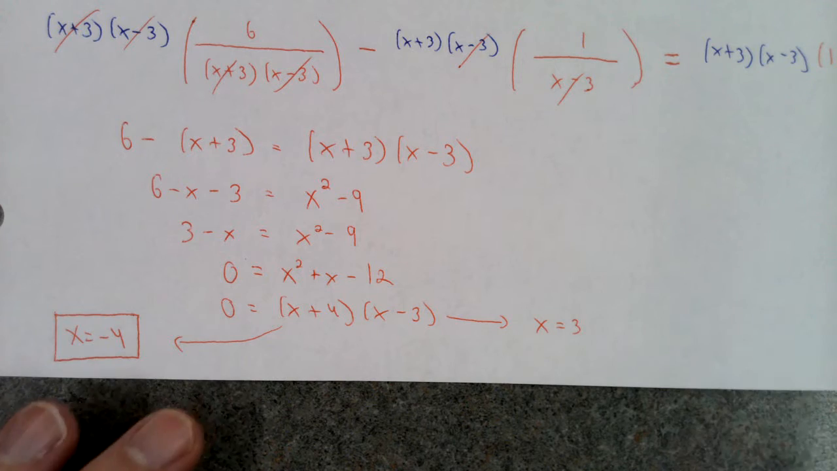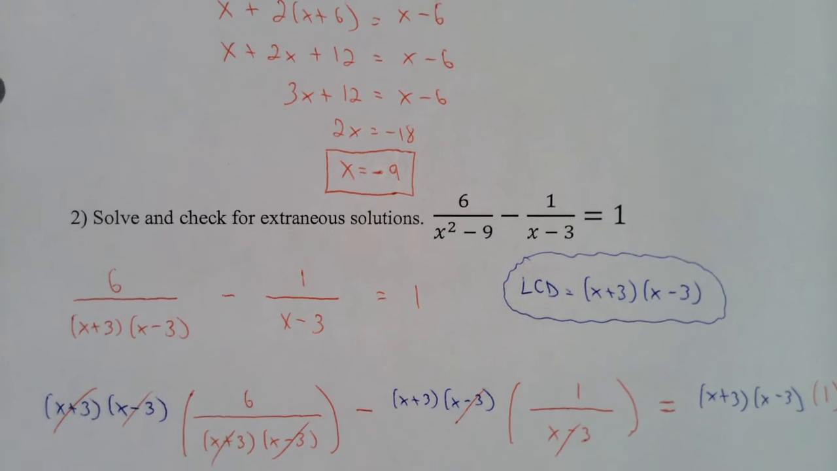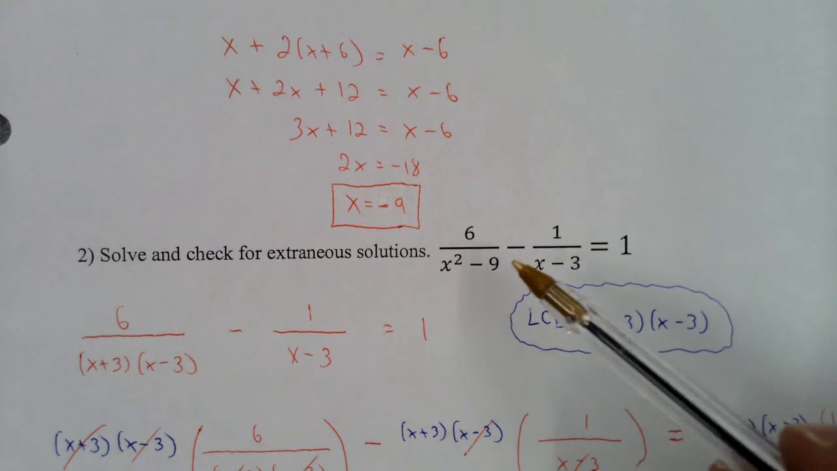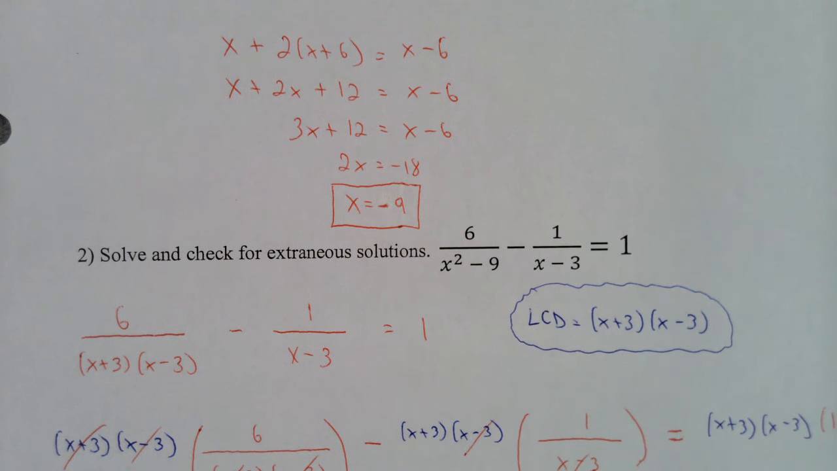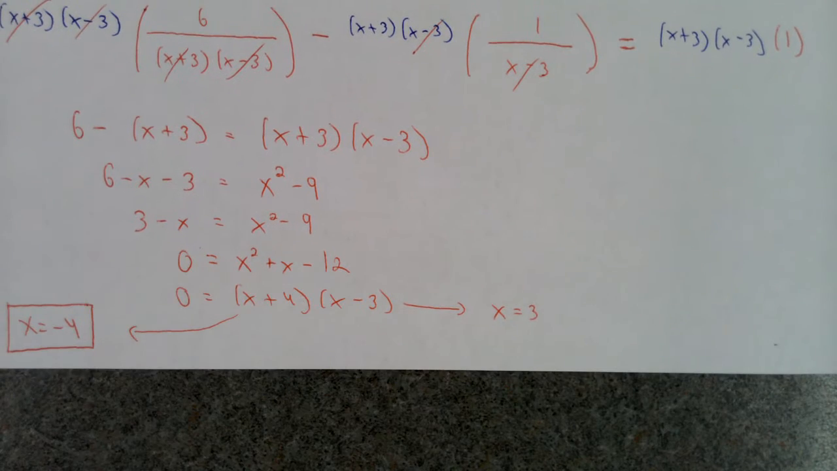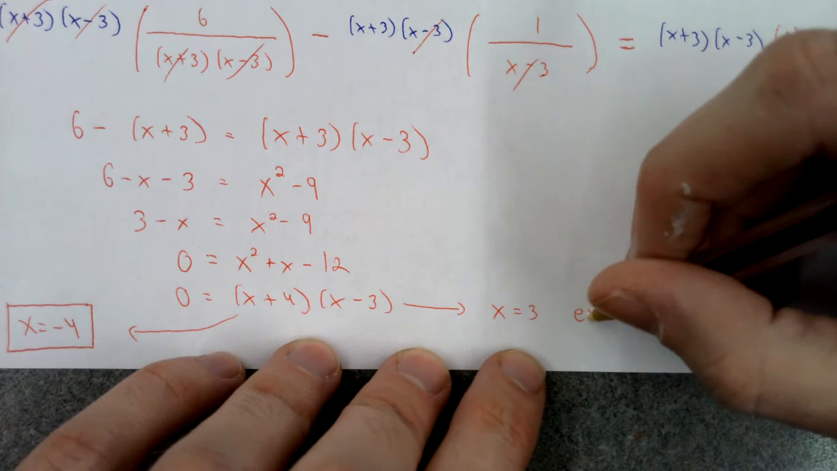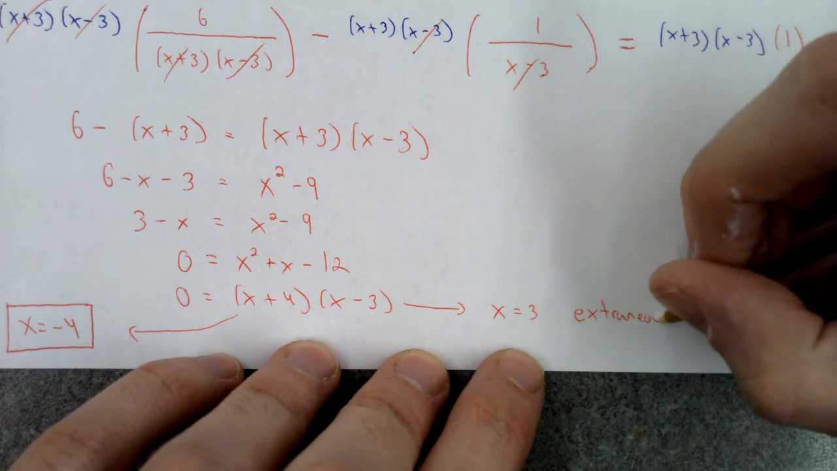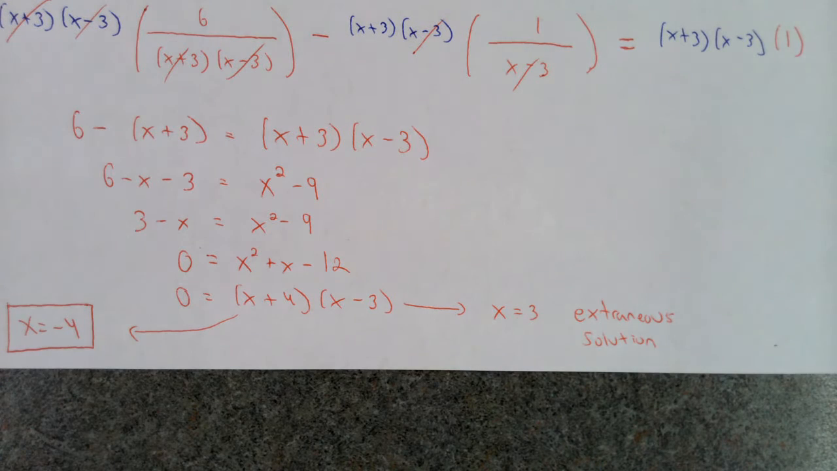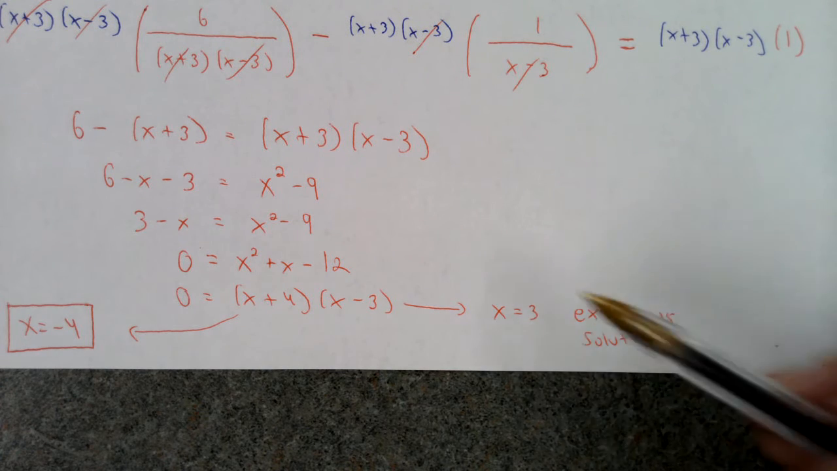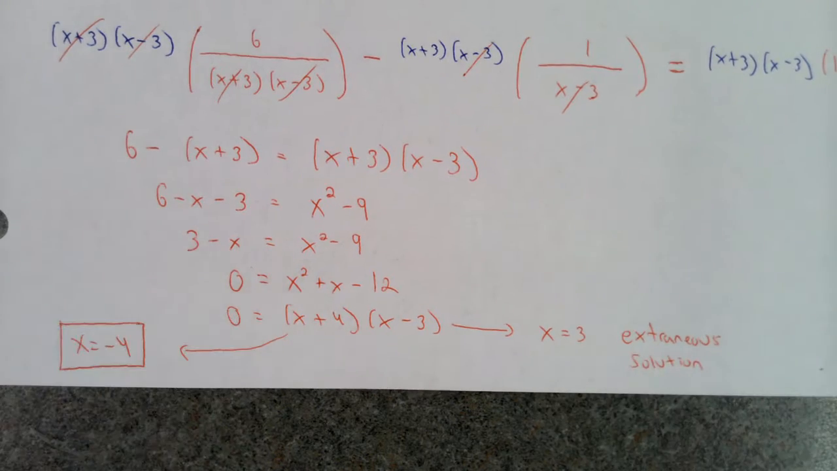X equals 3. 3 squared is 9 minus 9 equals 0. Uh-oh, that one does not work. That is an extraneous solution. Okay, so don't circle x equals 3. If you do, you lose points. It's not an answer. It's called an extraneous solution. You don't have to write that on the quiz or test, but I just want you to know that it's not actually a solution, so don't circle it. Okay.